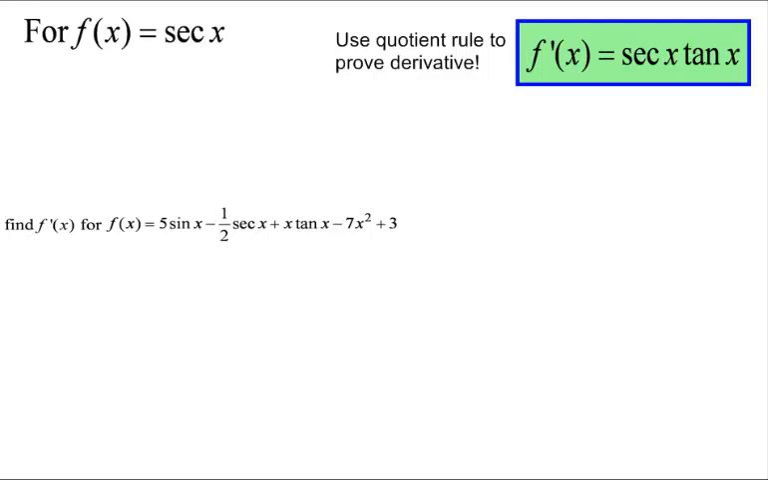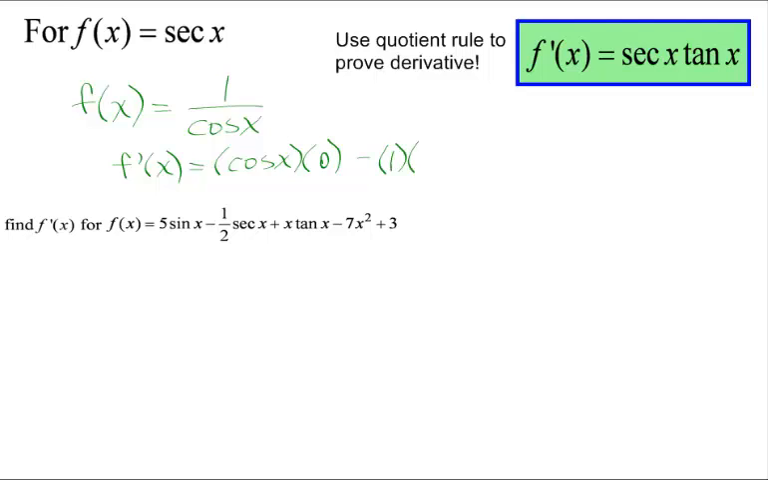Lastly, let's talk about the derivative for f of x equals the secant of x. Once again, we're going to use our quotient rule. We're going to use our alternate form for secant. We recognize secant is 1 over cosine. We're going to use the quotient rule to find the derivative. Bottom, d top. What's the derivative of a constant? 0. Minus top, d bottom, the derivative of positive cosine is negative sine, all over bottom squared.